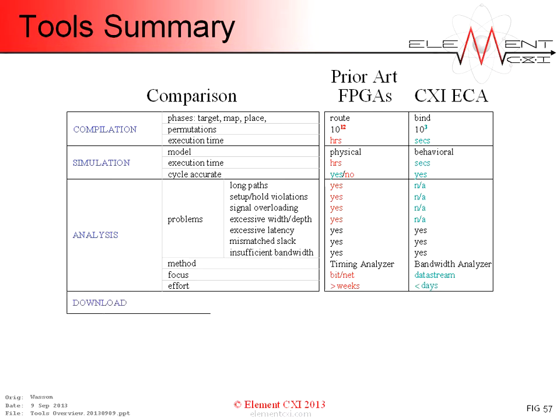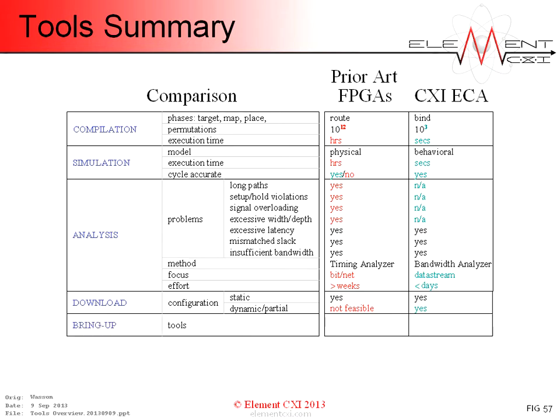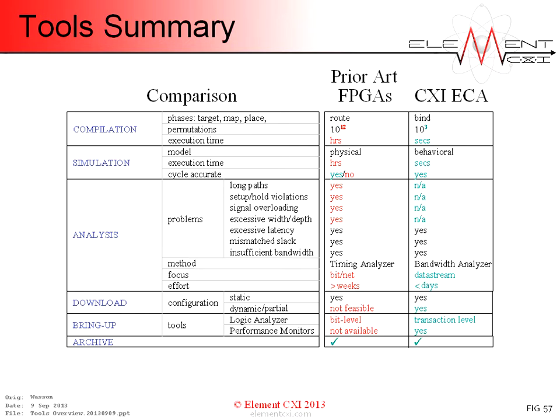Obviously, the ability to download and initially configure devices is required by both FPGAs and ECAs, but neither dynamic nor partial reconfiguration is feasibly supportable for FPGAs. However, it is for ECAs. Bring-up tools are primarily confined to in-circuit logic analyzers, bit level for FPGAs, transaction level for ECAs. Higher level embedded performance monitors must be user designed for FPGAs, but should be a part of the ECA bring-up toolkit. And lastly, archival is universally applicable.